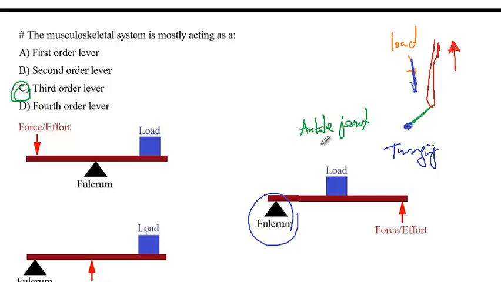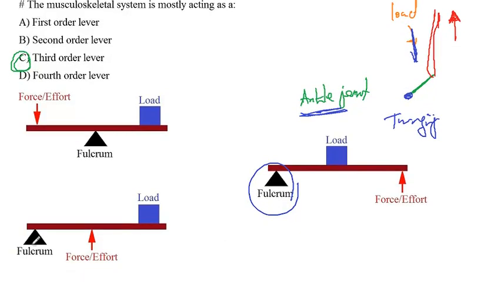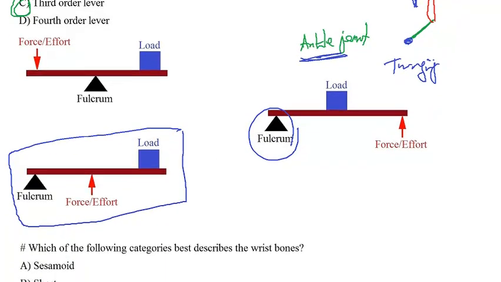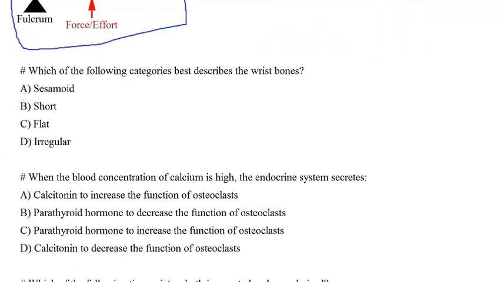So ankle joint is an example of a second order lever, but most of our musculoskeletal system is acting as a third order lever, which is shown right here. Turning point at one side and then the load on the other side, with having the force or effort right in the middle. Moving on to the next question, which of the following categories best describes the wrist bones?